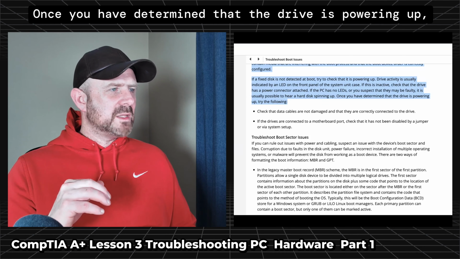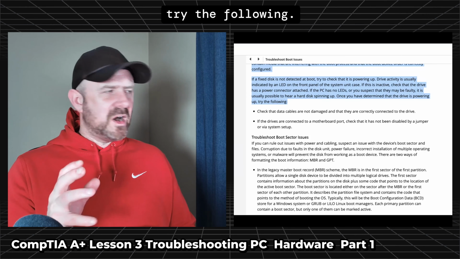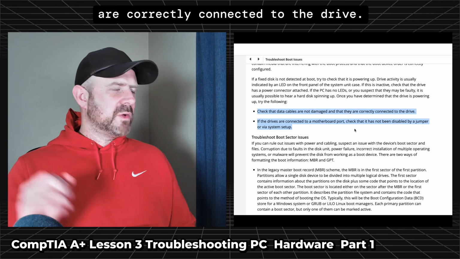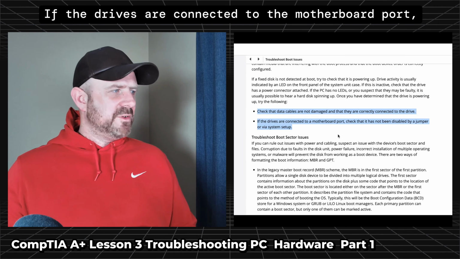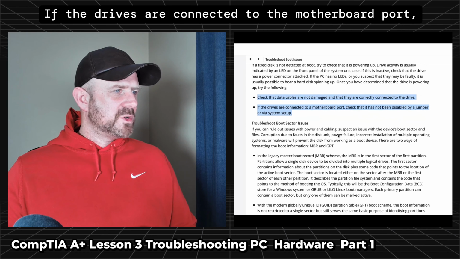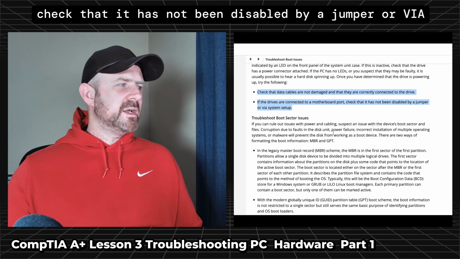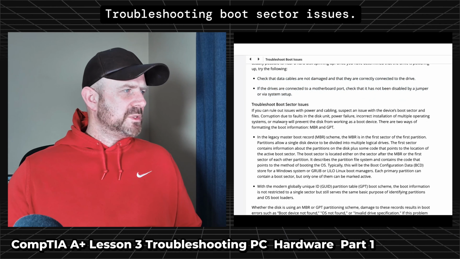Once you have determined that the drive is powering up, try the following. Check that the data cables are not damaged and that they are correctly connected to the drive. If the drives are connected to the motherboard port, check that it has not been disabled by a jumper or via system setup. Troubleshooting boot sector issues.